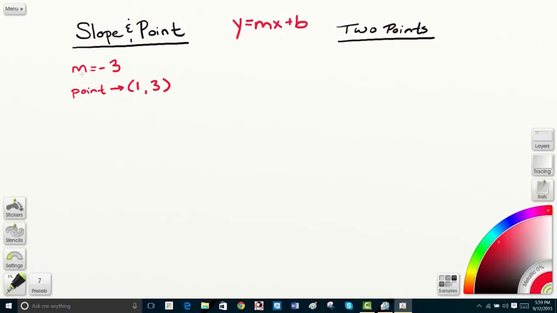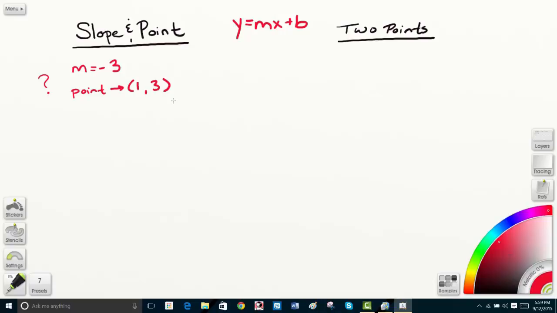So the information we know, just to make sure you understand what I'm saying, is that the slope is -3, and there is a point somewhere on that line that is the point (1, 3). And that's all we know about the line. And the question is, is that enough information to create an equation, a y equals mx plus b equation?